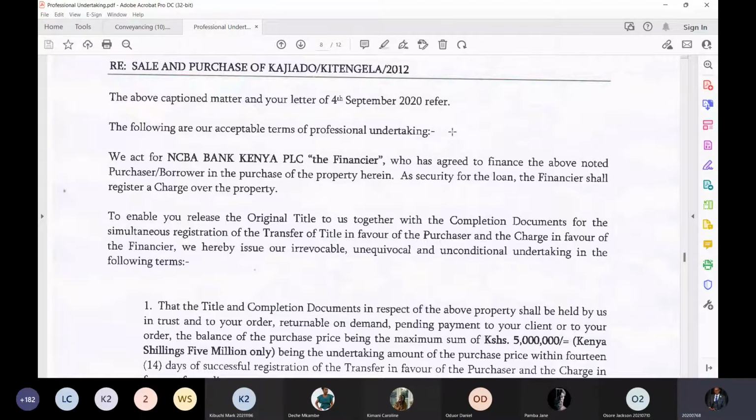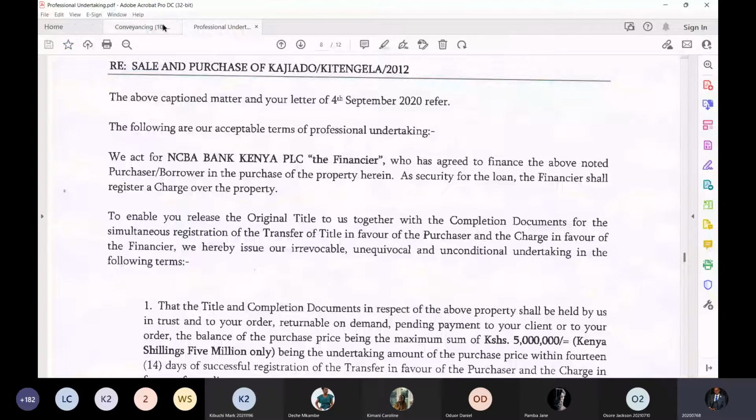How will you issue it? You just do the same. It's the PU, you will do the PU, but then you will add this line on top here: that the following are our acceptable terms of the professional undertaking. Simple as that. And then you go on ahead and regurgitate what you want to be in that undertaking, word for word. Is that clear? Yes. Okay, that's fine.